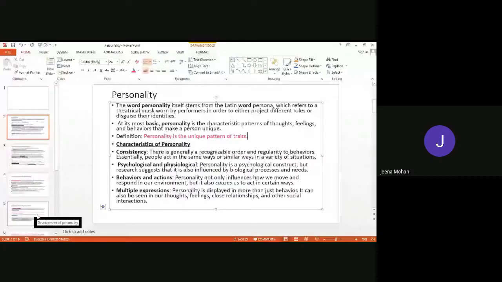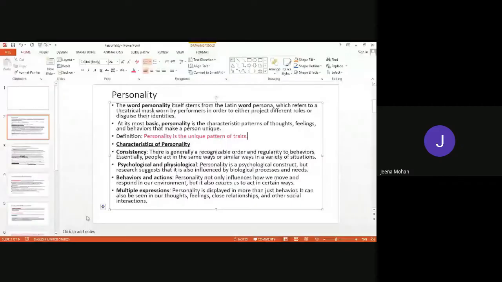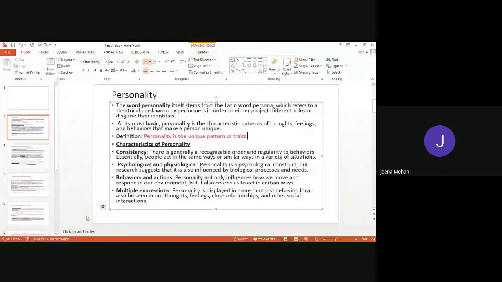Psychological factors, for example, behavior, emotion, the thinking pattern, memory, all these things we can call the psychological factors. Then the physiological or biological factors. What do you mean by the physiological or biological factors? As I mentioned now, the physique, then your health, heredity, genes, all these factors we can call physiological factors. So when we talk about the characteristics of personality, the psychological as well as the physiological constructs play an important role in our personality. They have a direct impact on the personality.